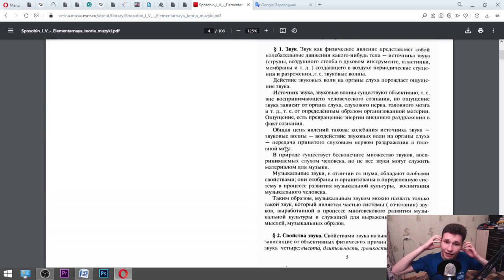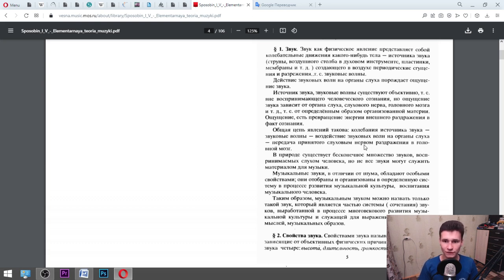And then, передача принятого слуховым нервом раздражения в головной мозг. Передача, transmitting, transaction. It is like trans something, going from one to another. I give you this, yes. Передача means, let's take it. I give you, you take it. And it is our connection. Передача принятого слуховым нервом раздражения в головной мозг.